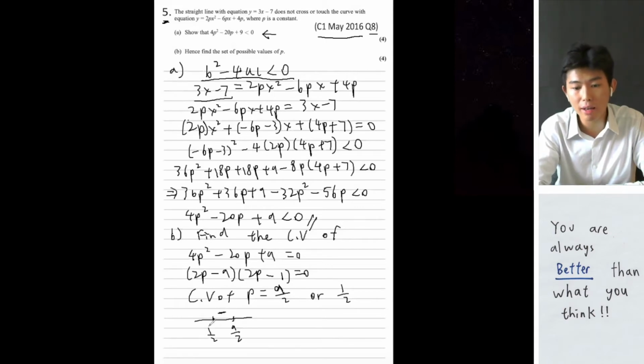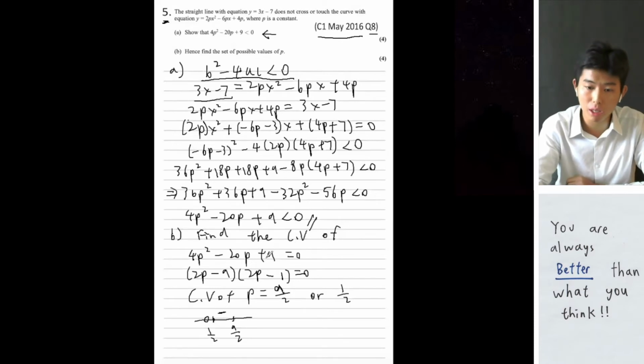And if I put any number that is smaller than 1 over 2, let's say 0, okay? 0 is somewhere around here because it's smaller than 1 over 2. If I put 0 into this equation here, 0 squared is equal to 0. 0 times 4 is equal to 0, minus 20 times 0, which is also 0, 0 minus 0 plus 9, which is 9. 9 would be a positive value, so I will just put a positive sign here.